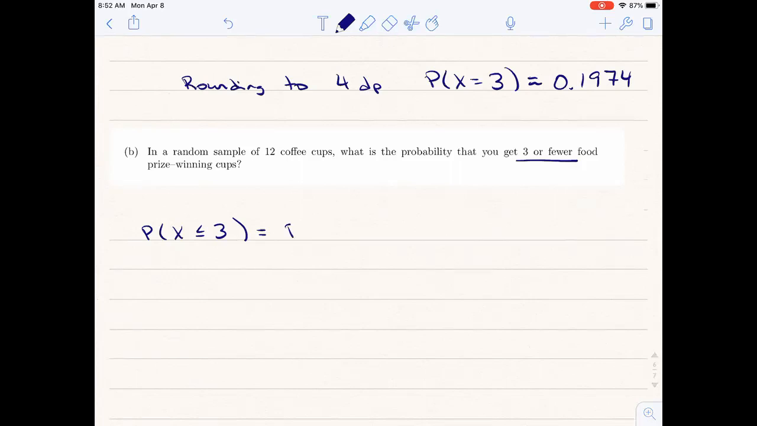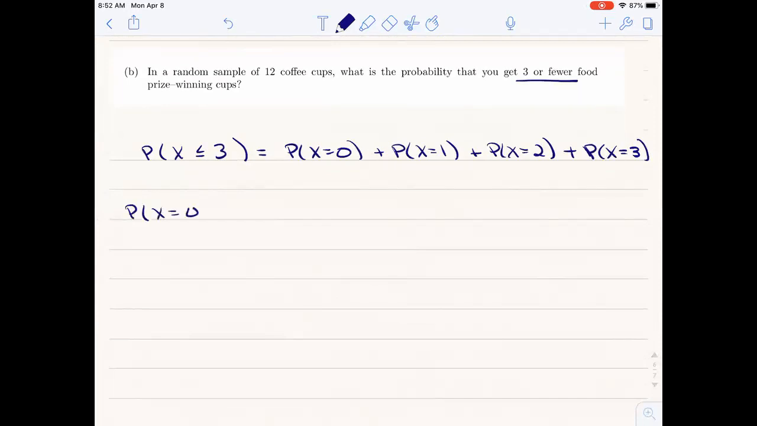So that's going to be the probability that X equals 0 plus the probability that X equals 1 plus the probability that X equals 2 plus the probability that X equals 3. We just did the probability of X equals 3, so we don't have to do that one again. We can just steal it from part A, but we do have to find 0, 1, and 2, and then add them up.